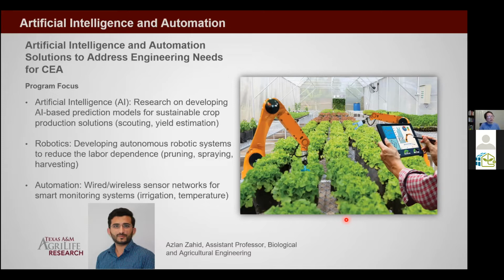His specialty is artificial intelligence and automation solutions to address engineering needs for CEA. His research focuses on developing AI-based prediction models for sustainable crop production solutions. For example, using that technology to do scouting, modeling, and yield estimation. He's also developing autonomous robotic systems to reduce labor dependence, which is very important if we want to scale up CEA either in a greenhouse or in indoor farming situations. And he's also developing other automations, for example automatic irrigation controls, using either wireless or wired sensors, developing that kind of network, hardware, and software to ease the control.